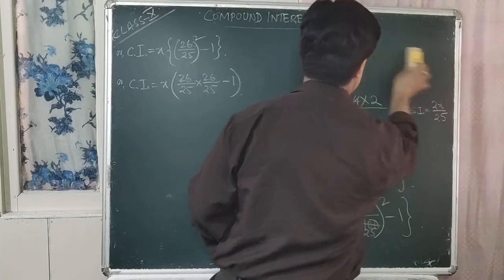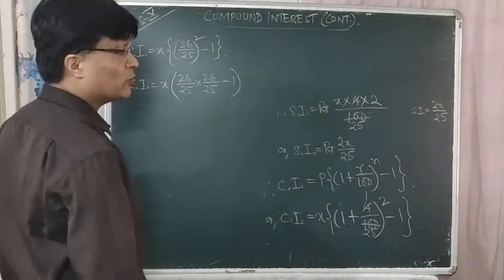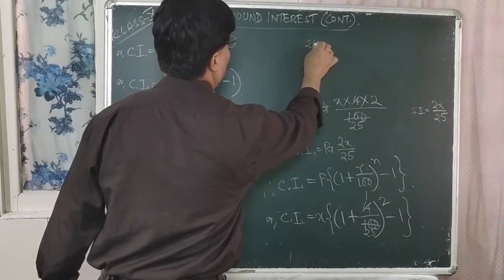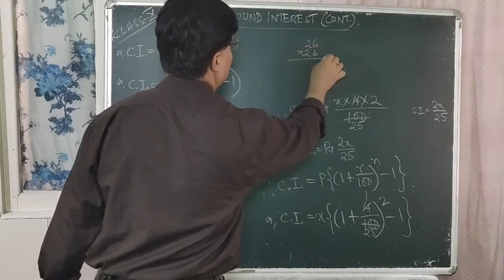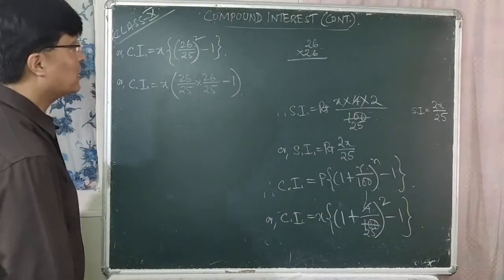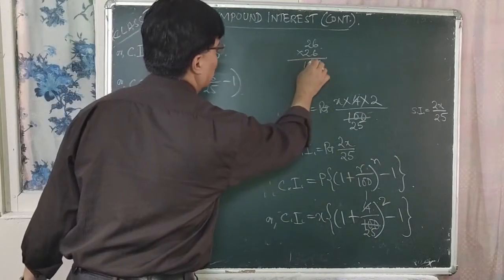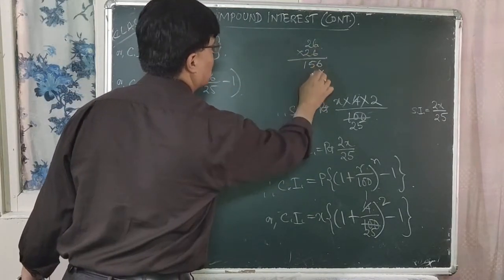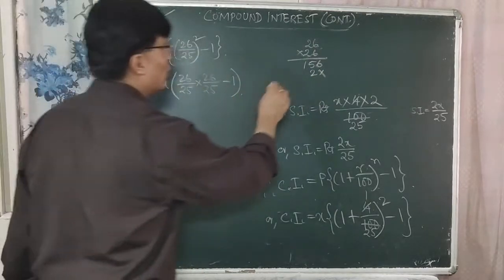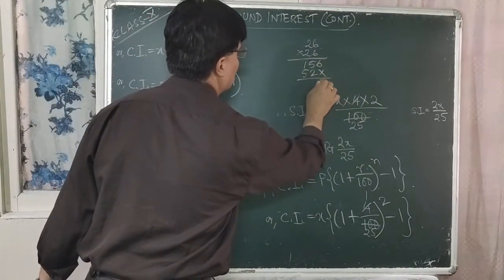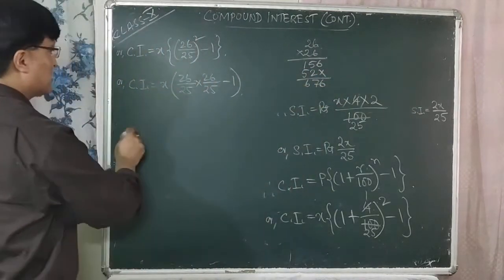So now let us simplify it. 26 into 26, how much is it? 26 into 26, right? So multiply it. 6 6s are 36, 6, 3, 6 2s are 12 plus 3, 15, 2 6s are 12, 2, 1, 2 2s are 4 plus 1 is 5. So this is your 676.